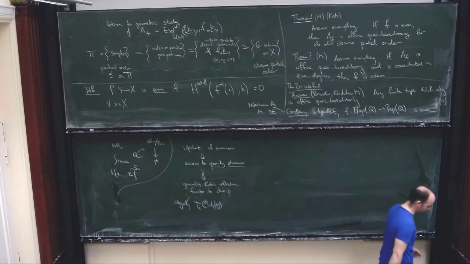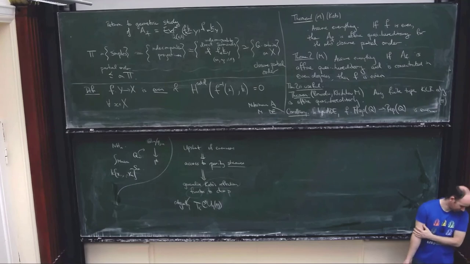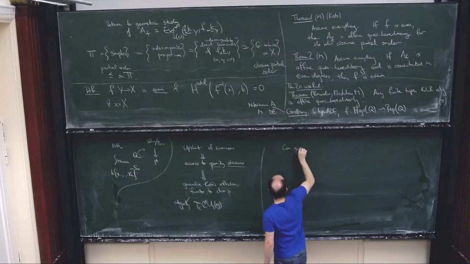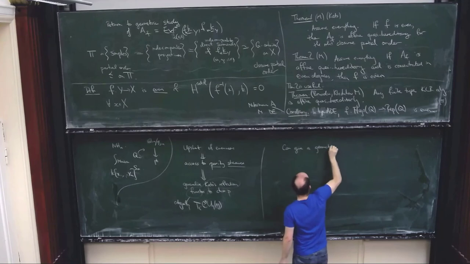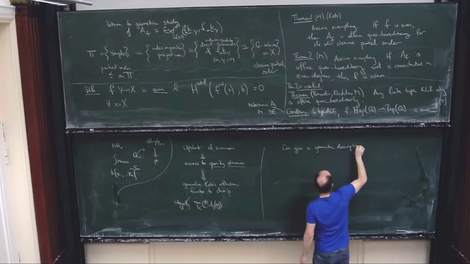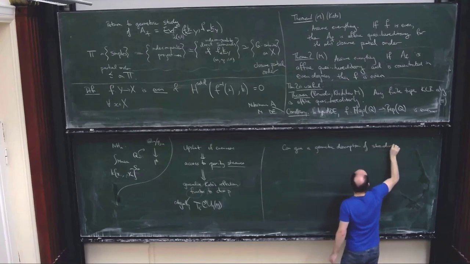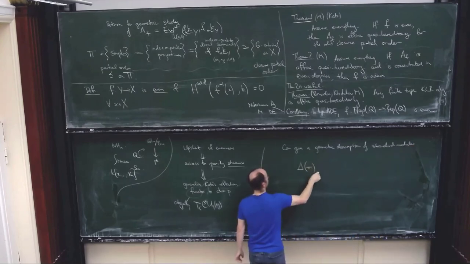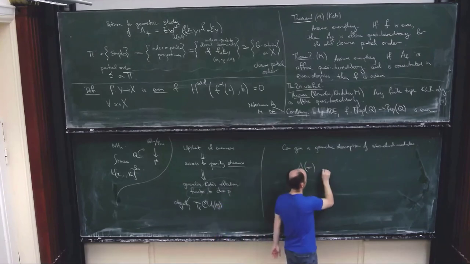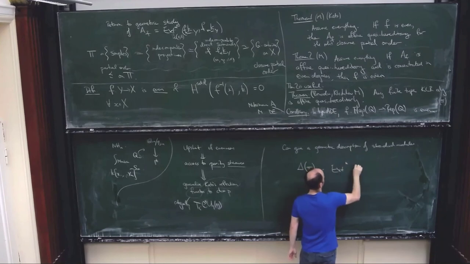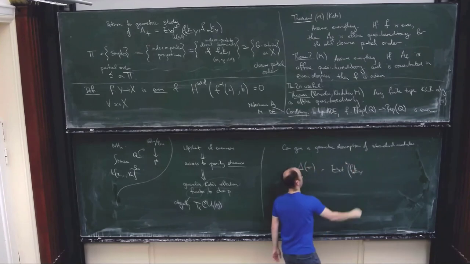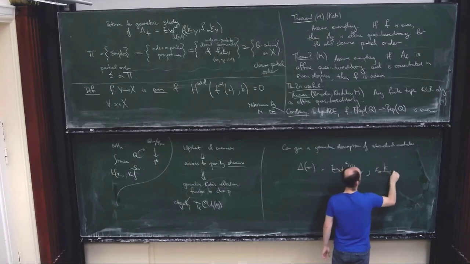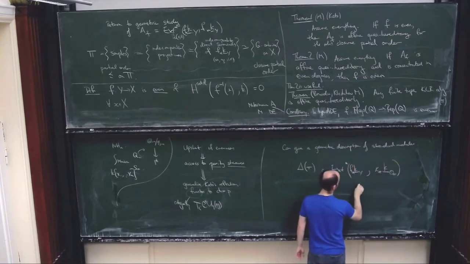There's a couple more things I wanted to say. Maybe the only other thing is that we can give a geometric description of standard modules. It's actually very nice, so I'll write it down. If you take a delta pi, then that is the kappa shriek kappa star from this F star KY, where kappa is the inclusion of an orbit into X.